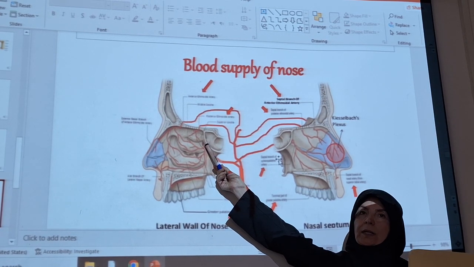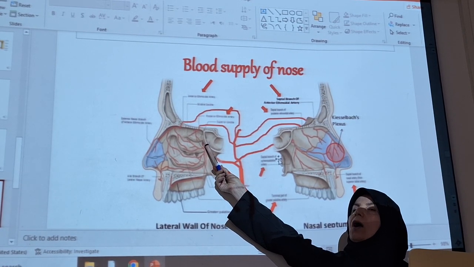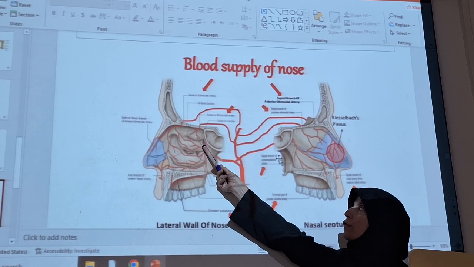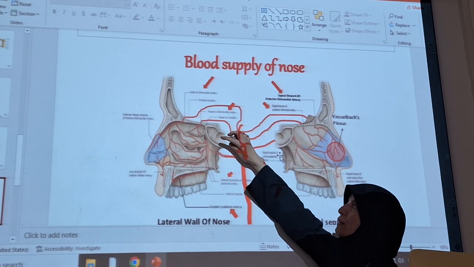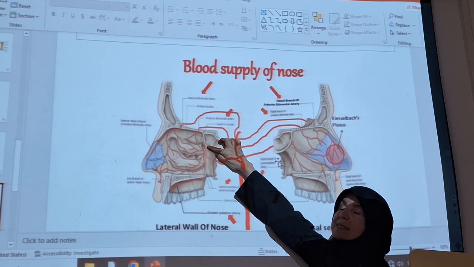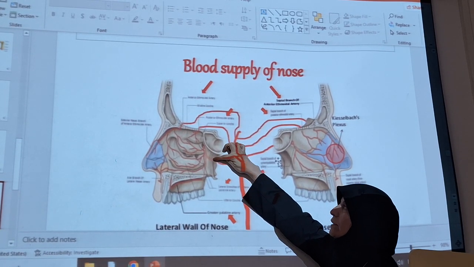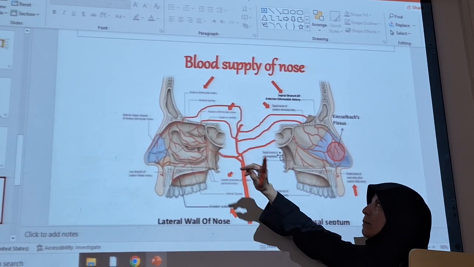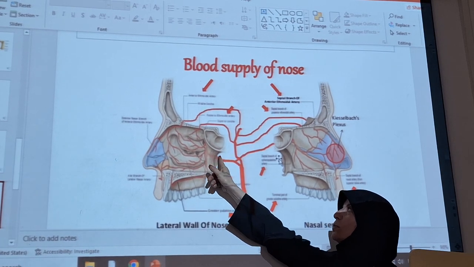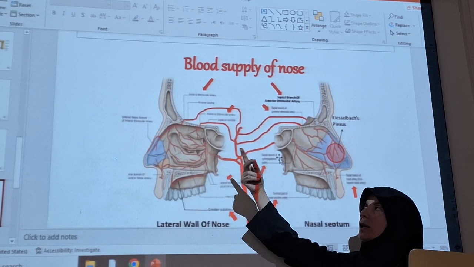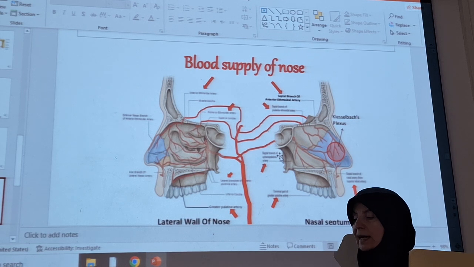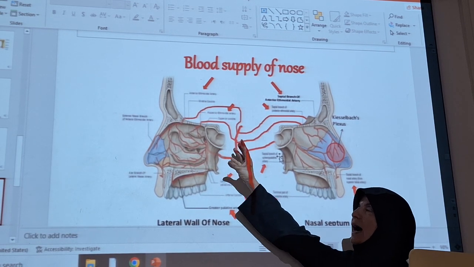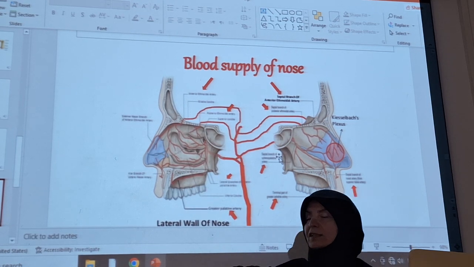the sphenopalatine artery is passing through the sphenopalatine foramen. The sphenopalatine artery is the terminal branch that belongs to the maxillary artery. The external carotid and internal carotid, both of them are going to have some branches in the nasal cavity.